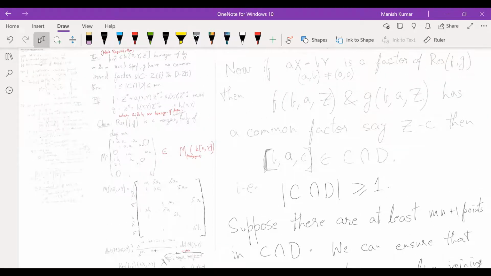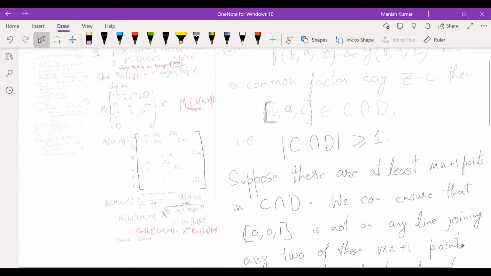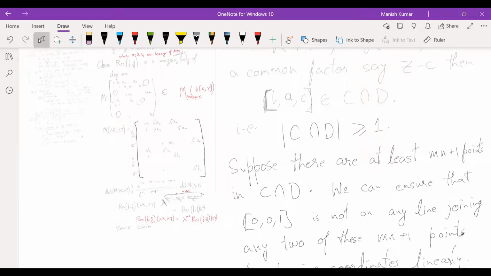So we will try to ensure that. We will make some linear change of coordinates so that all the points of these mn plus 1 points have different x and y coordinates. That can be done because there are only finitely many points. So let's do that. Suppose there are at least mn plus 1 points in C intersection D.